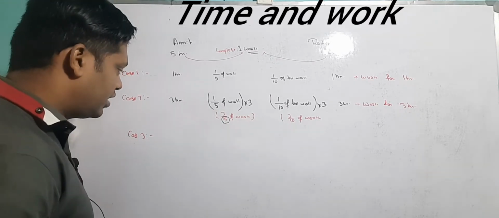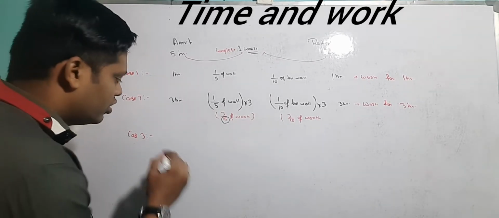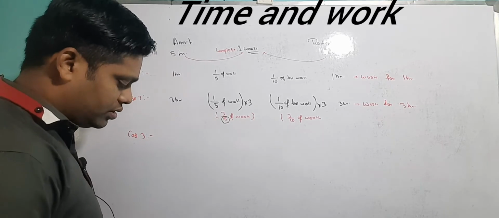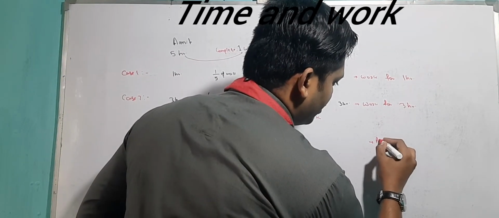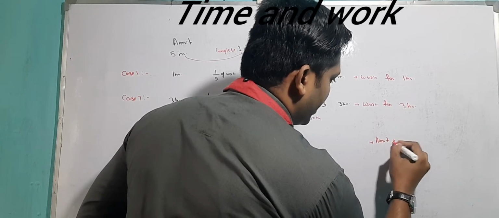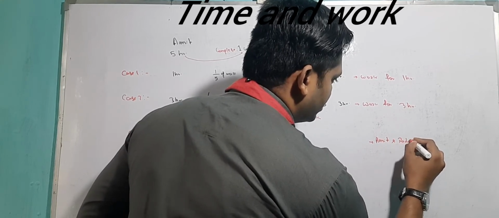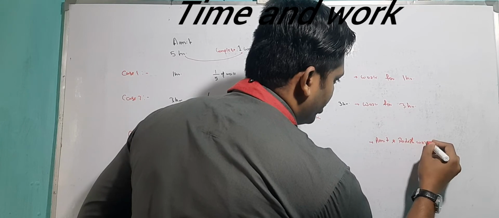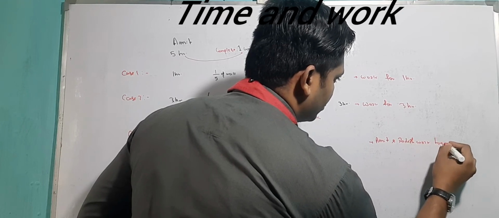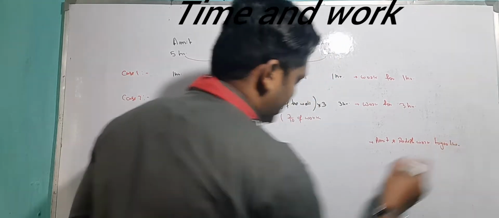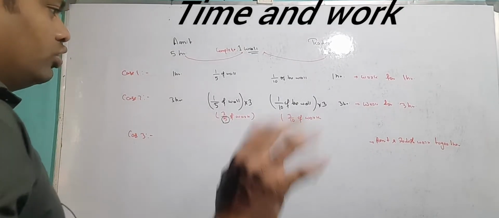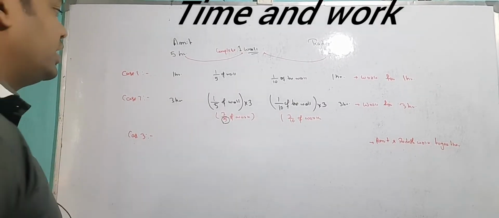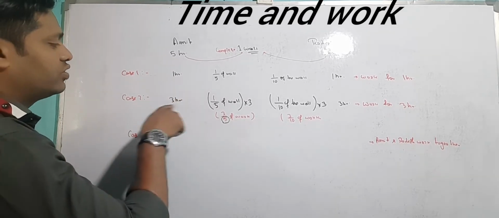Now they are saying case number 3, together. Now together means how much? Amit and Radhesh work together. They started to work together. Now how much time are they going to take? How much work can they do? They have worked for 3 hours.